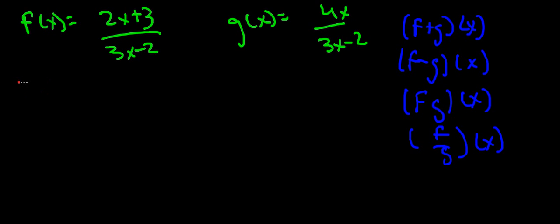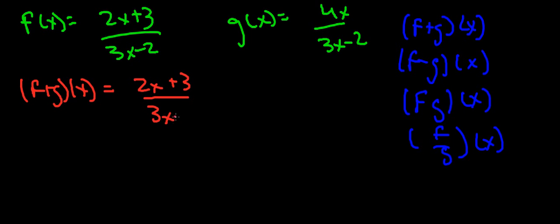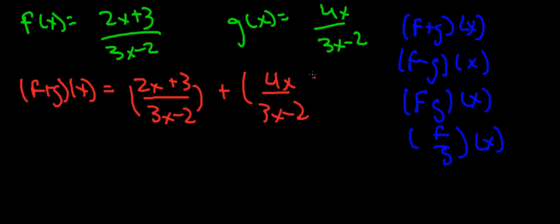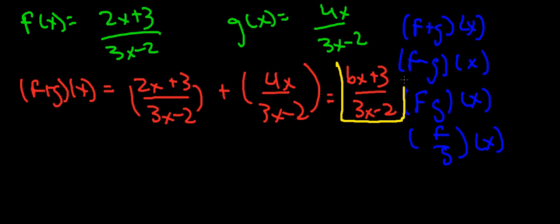So let's start with the addition. The addition and subtraction are very straightforward, so let's do that real quick. We have f plus g of x. That gives us (2x plus 3) over (3x minus 2) plus this other fraction, 4x over (3x minus 2). Our fractions have the same denominators, so we can just add, and that's going to give us (6x plus 3) over (3x minus 2). So there's our answer.